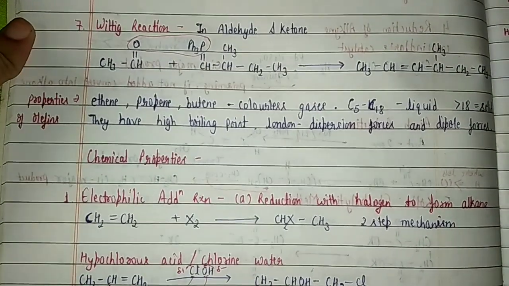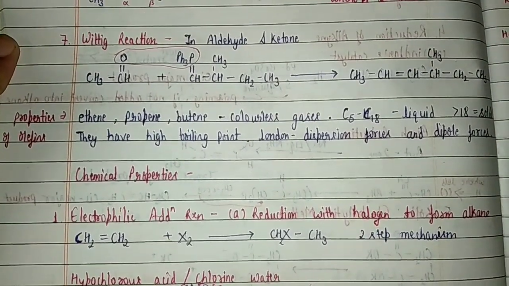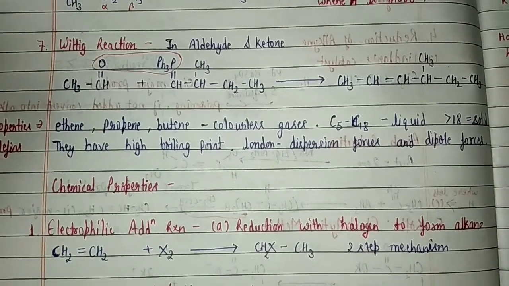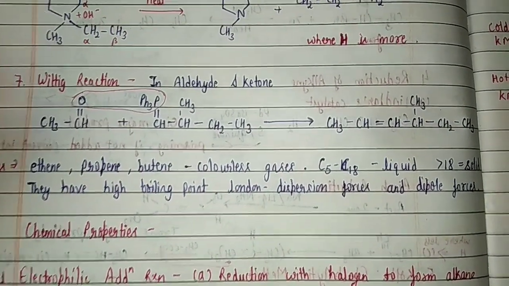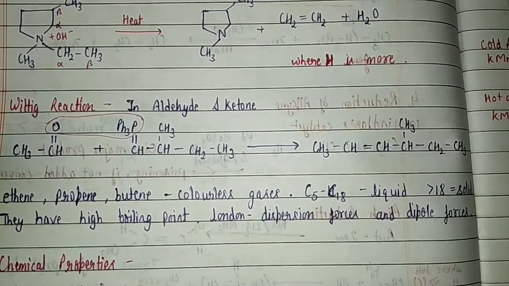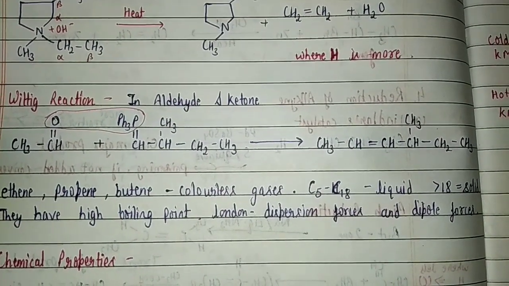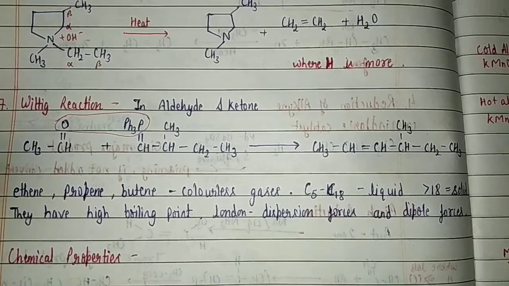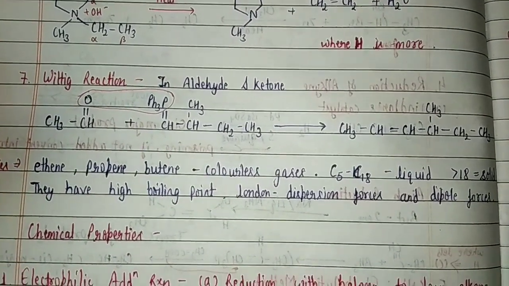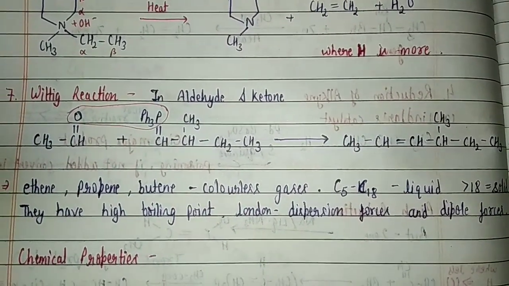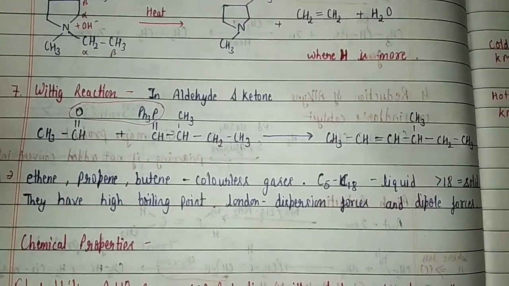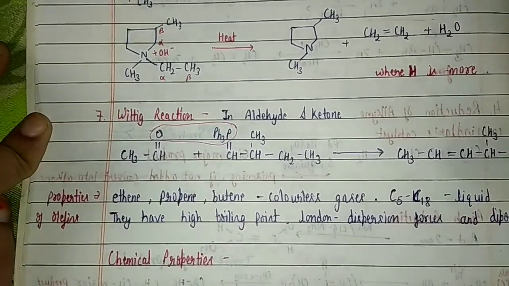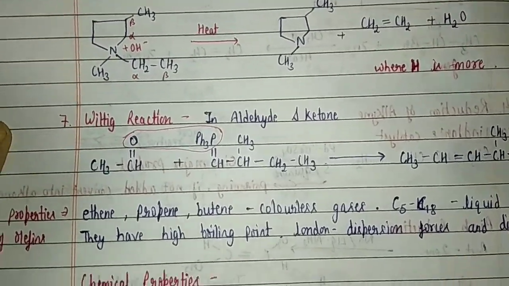The physical properties of olefins are that up to butene they are colorless gases, from carbon number 5 to carbon number 18 they are liquid, and with more than 18 carbon atoms they are solid. They have very high boiling point, and they show London dispersion forces and dipole forces. The alkenes are also known as olefins.